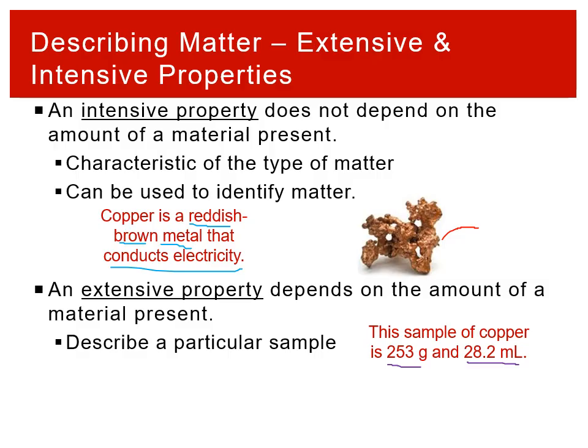So if you're looking at describing a particular sample, those are always extensive properties that give you the amount of material present. And in order to define a particular sample, you need intensive properties. Now, there are some intensive properties like temperature that are not characteristic. They can change, but they still don't define the type, the amount of sample you have.